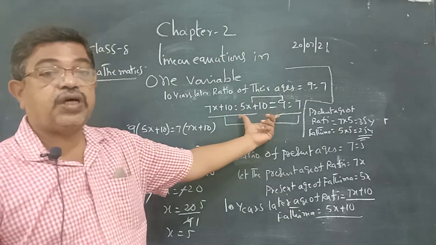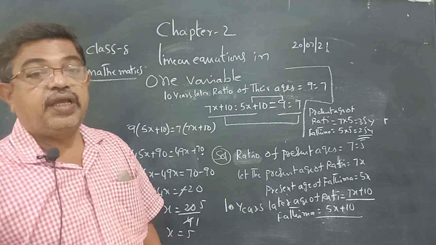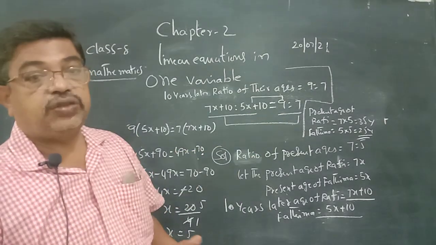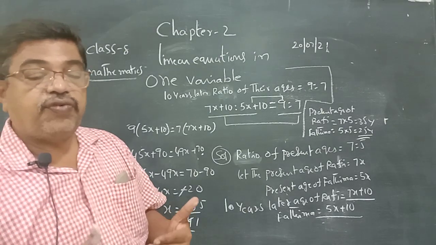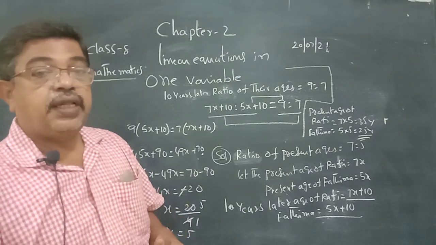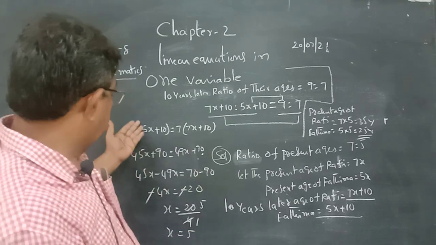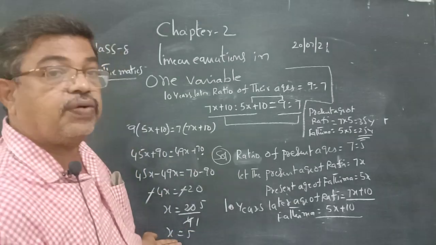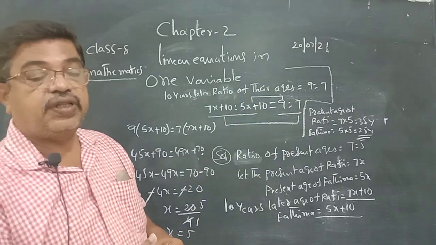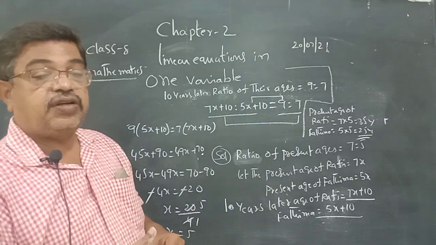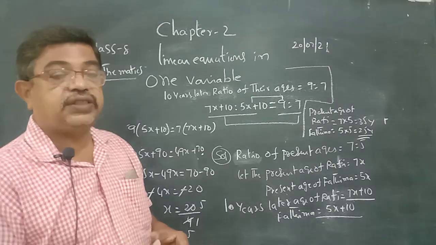Now the two ratios are equal. We apply the rule of equality of two ratios. When two ratios are said to be equal, then we say they are in proportion. If two ratios are in proportion, then product of means is equal to product of extremes. On calculation, we got the value of x equal to 5. So age of Rafi equal to 7 into 5 equal to 35 years and age of Fatima is equal to 5 into 5 is equal to 25 years.